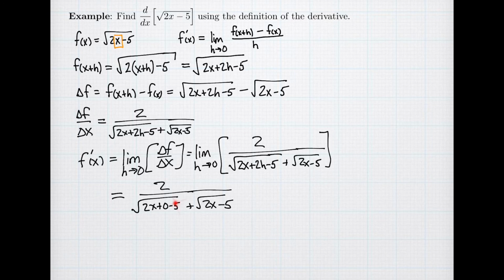And when I think about what adding 0 does, it doesn't do anything. These are the same term. So I have 2 divided by 2 square roots of 2x minus 5. Those 2's cancel, leaving a 1 in the numerator. And so I find that my derivative is 1 divided by the square root of 2x minus 5.